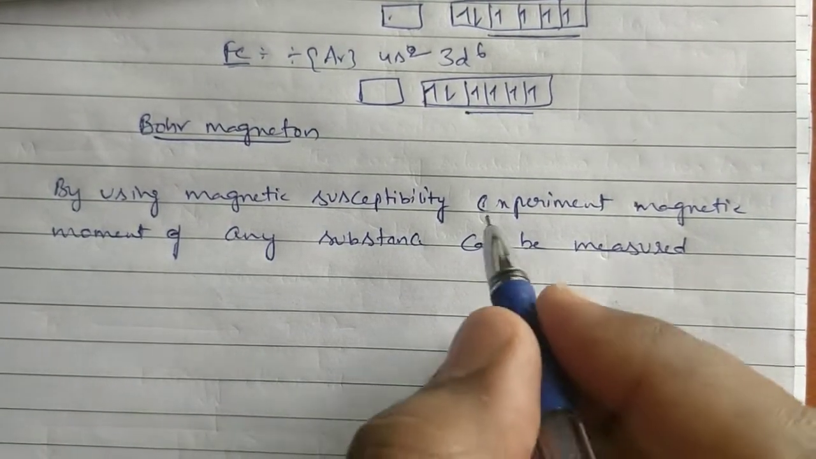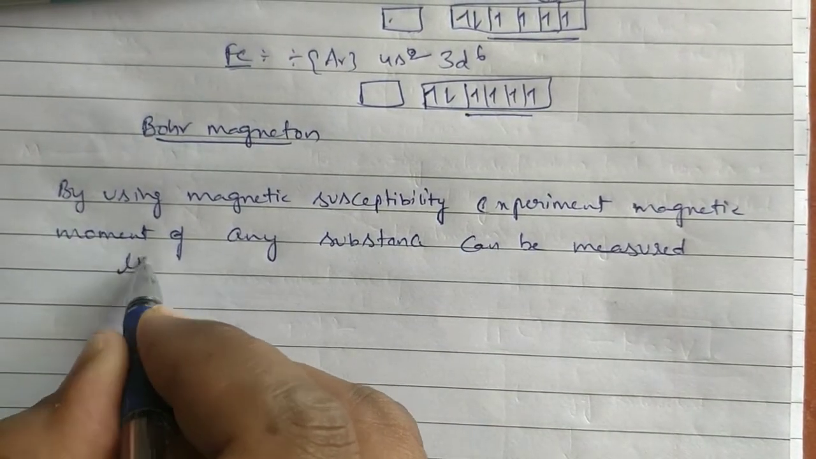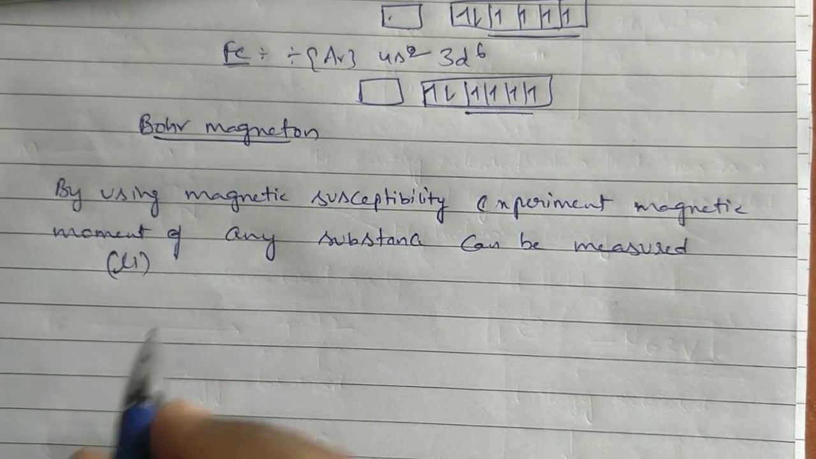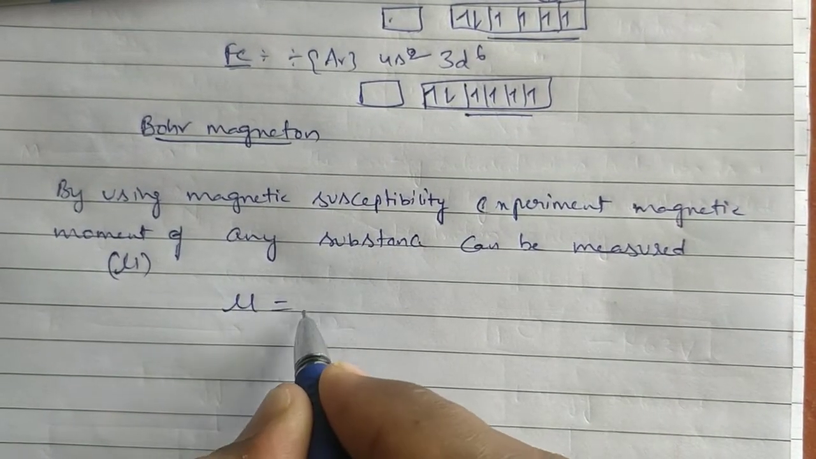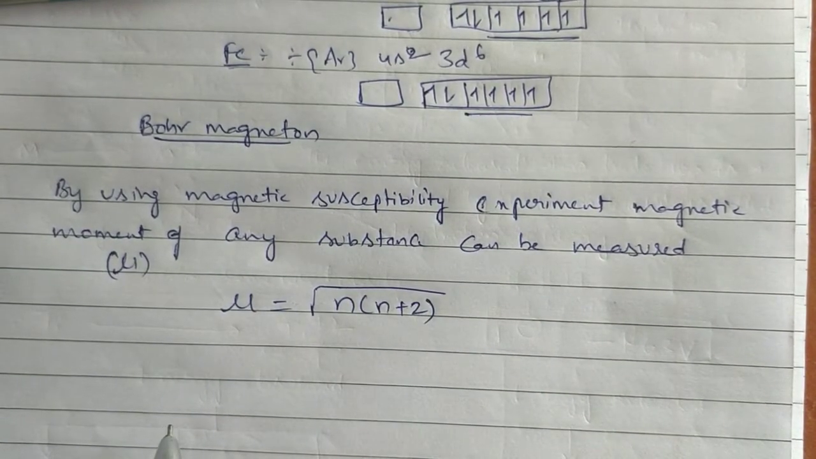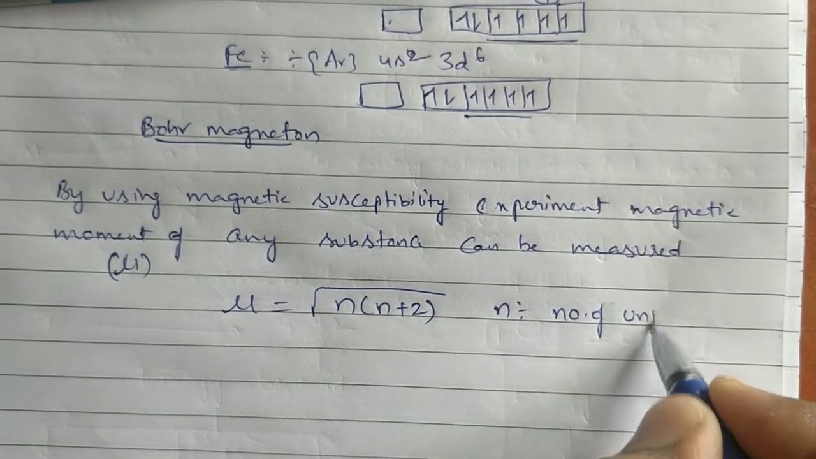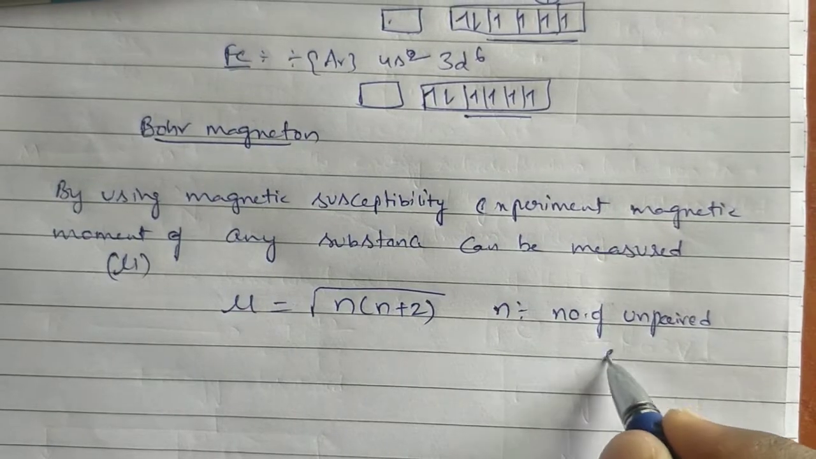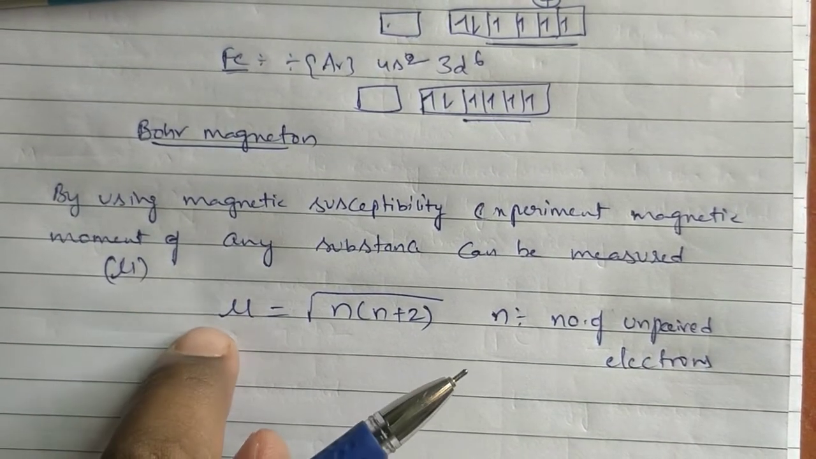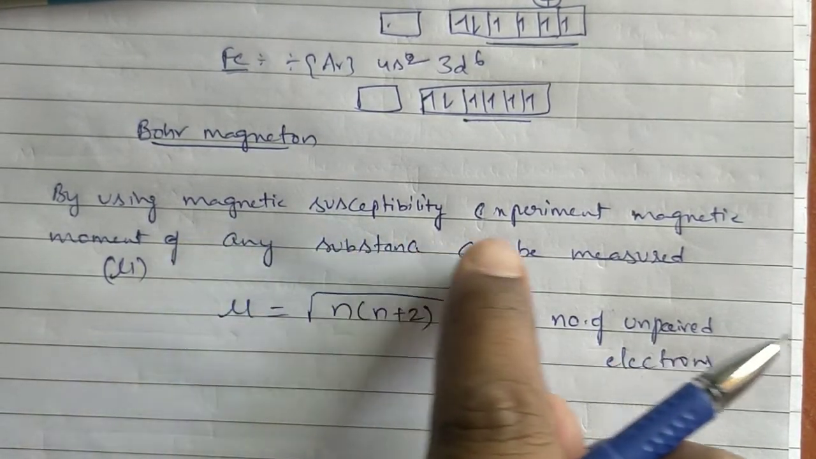Okay, after finding the magnetic moment value, magnetic moment is represented by mu. Magnetic moment is equal to root of n into n plus 2, where n is equal to number of unpaired electrons. We can find the number of unpaired electrons present in that metal or any ionic form by using mu values. Mu values are calculated from magnetic susceptibility experiment.